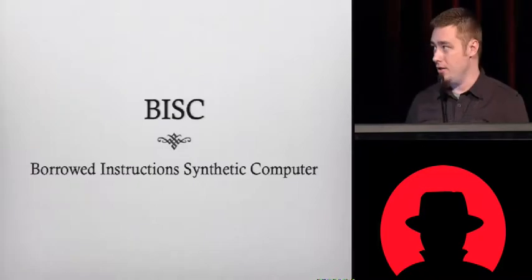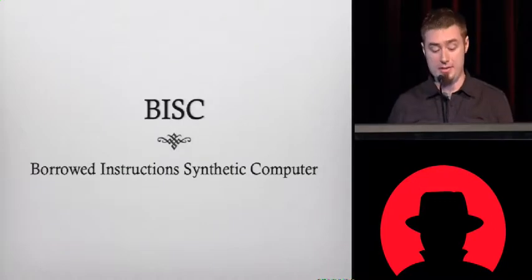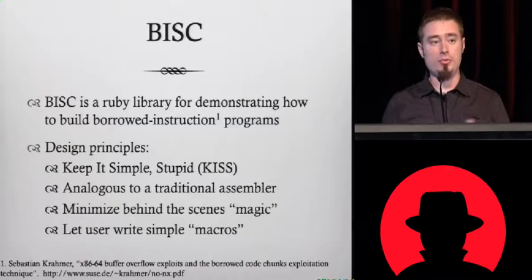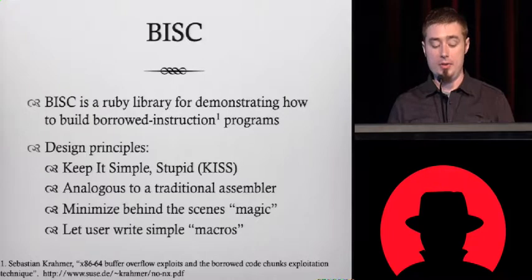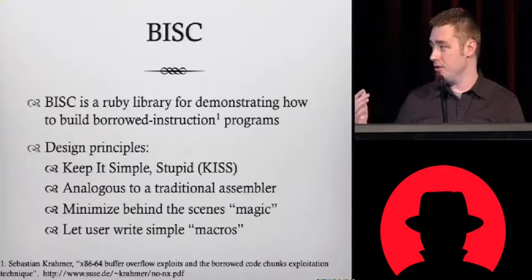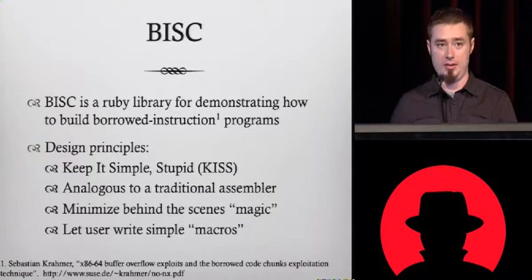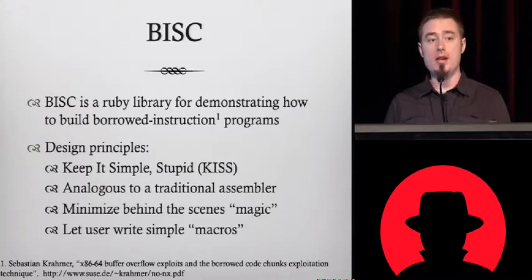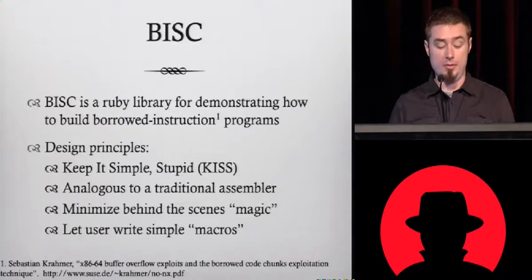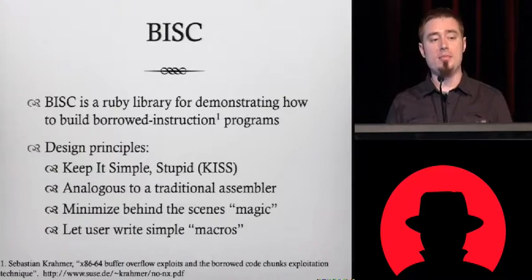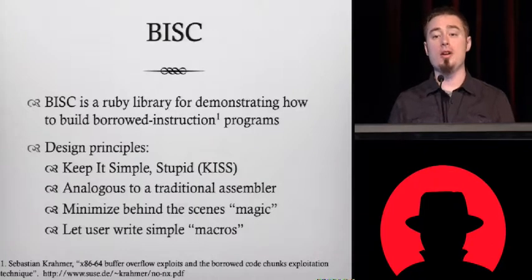So let's talk about how to do it the easy way, and I call this BISC. This is just a Ruby library that demonstrates how to build borrowed instruction programs. Here's where I reference Sebastian Krahmer, who originally did this for x86-64 on Linux. The main ideas I used here: one, I wanted to keep it simple. I wanted to make it analogous to a traditional assembler, to fit into a more traditional workflow, and also minimize the behind-the-scenes magic and make a lot of what happens explicit to the user, because I was writing this for myself.